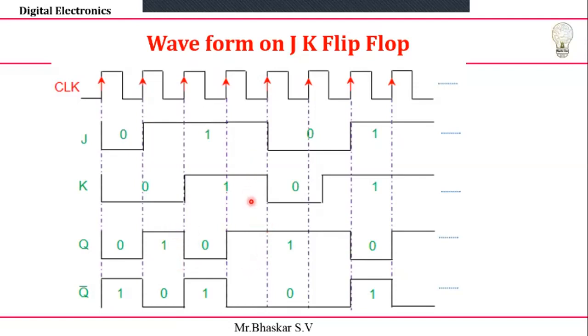The JK flip-flop is toggling. For the first clock signal, 1 becomes 0. For the next clock signal, this 0 becomes 1. It goes to the toggling condition.